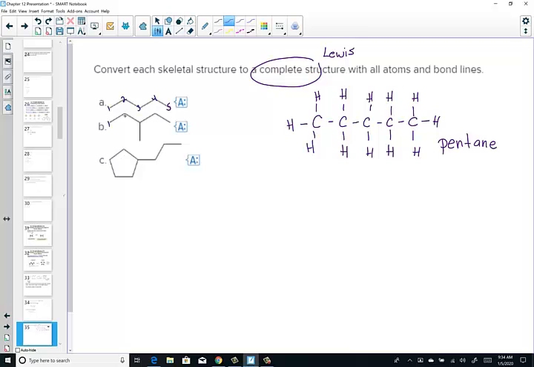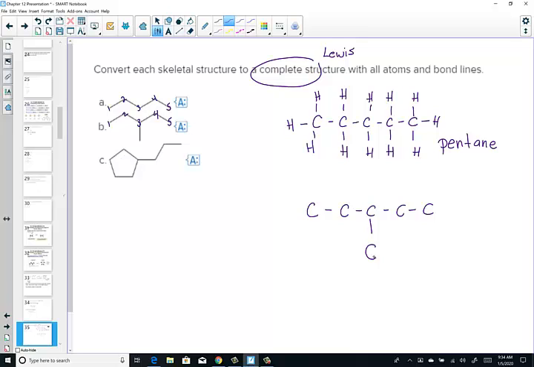Here's a structure: 1, 2, 3, 4, 5 carbons in the longest chain, and at carbon number 3 there's a branch that contains 1 more carbon, a methyl group. So again, I'll place my 5 carbons in a row. There's the backbone, and I know at carbon 3 there's a branch leading down to another carbon.